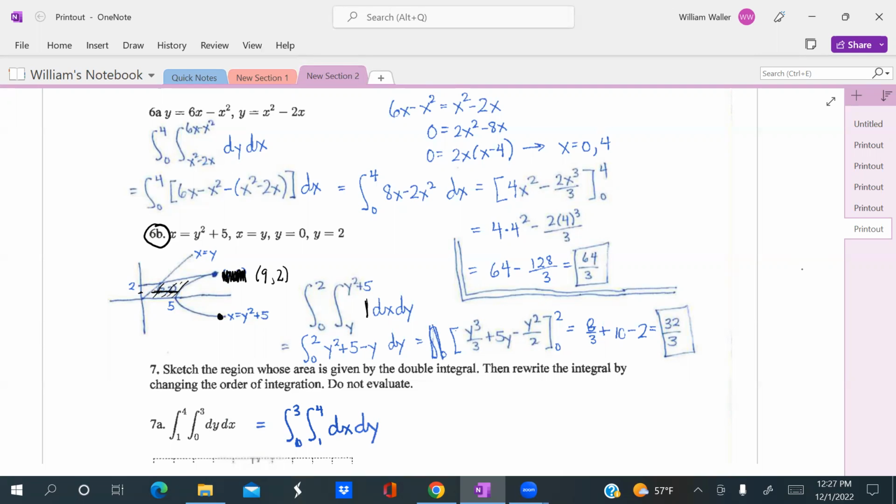And then for y, let's see, what are we doing? For y, we're starting at 0, and we're going up to 2, right, on the y-axis. Starting at 0, right?